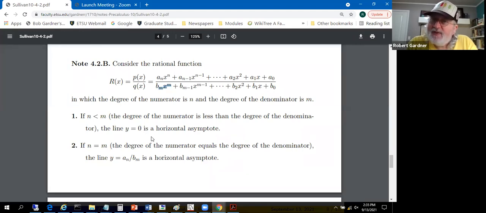All this asymptote stuff is related to closeness in some sense. So there's an algorithm to go through and look at a rational function and determine horizontal asymptotes. If the degrees of the numerator and the denominator are the same, the line y equals a sub n over b sub m is a horizontal asymptote. So if the degrees are the same, you can look at the ratio of these leading coefficients, and that gives a horizontal asymptote. So there are the cases under which you get a horizontal asymptote: the line y equals 0, or the line y equals the ratio of coefficients.